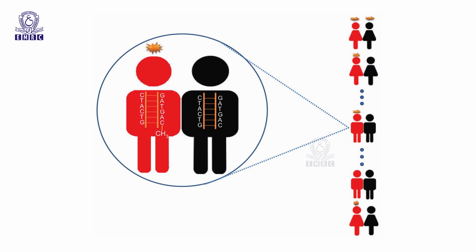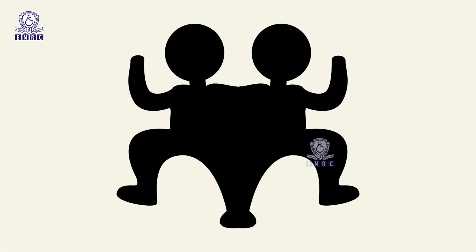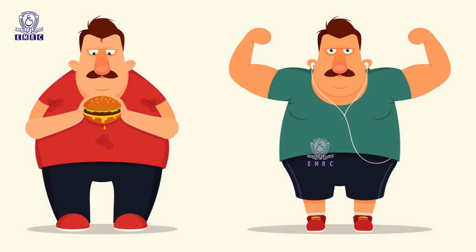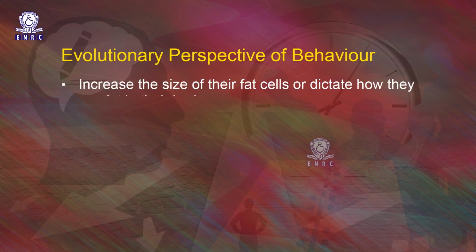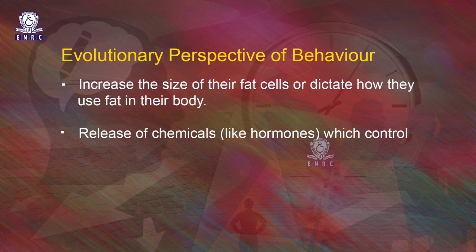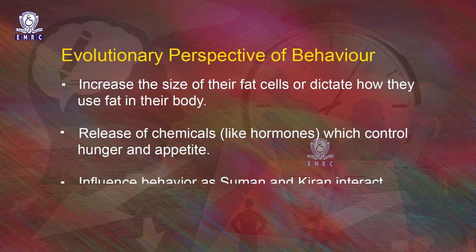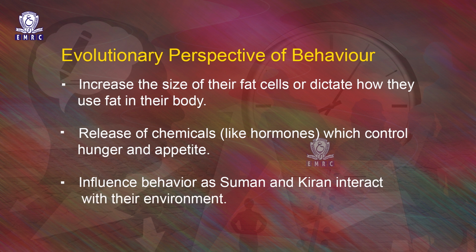Genes can carry instructions that can make it more likely for us to develop certain illnesses or conditions. For example, Suman and Kiran both have genes associated with obesity. Their genes could tell their body to either increase the size of their fat cells or dictate how they use the fat in their body, or release chemicals like hormones which control hunger and appetite. These genes can also influence behavior as Suman and Kiran interact with their environment.